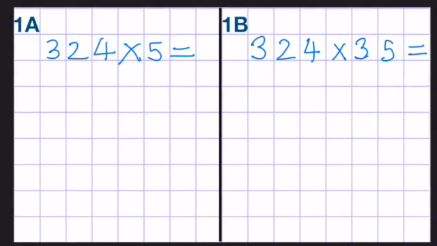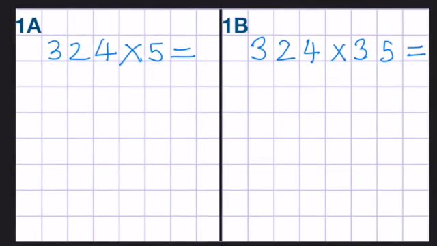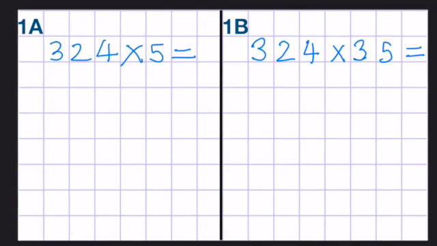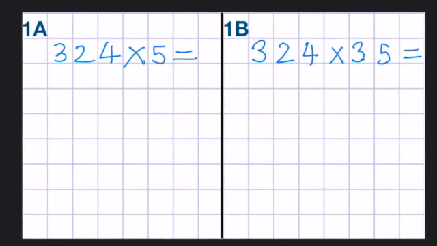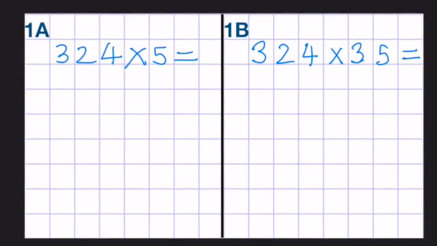1A, 324 times 5. 1B, 324 times 35. Okay, let's go through 1A together.